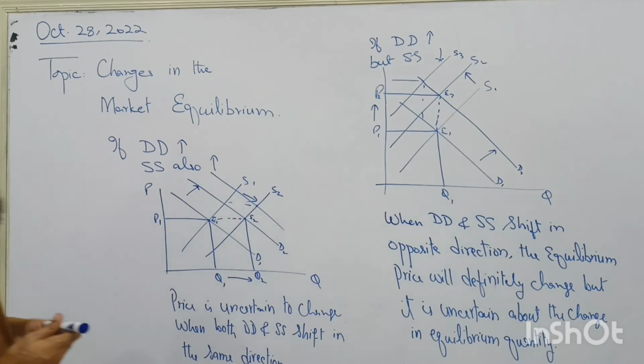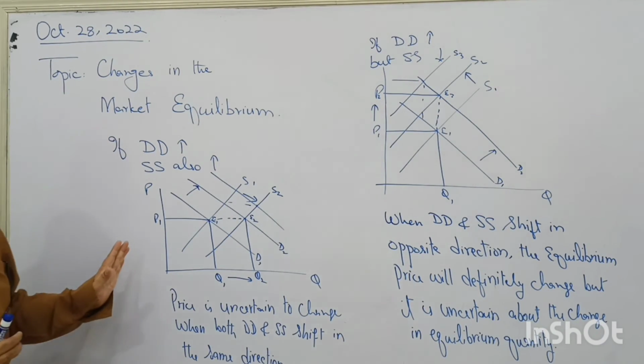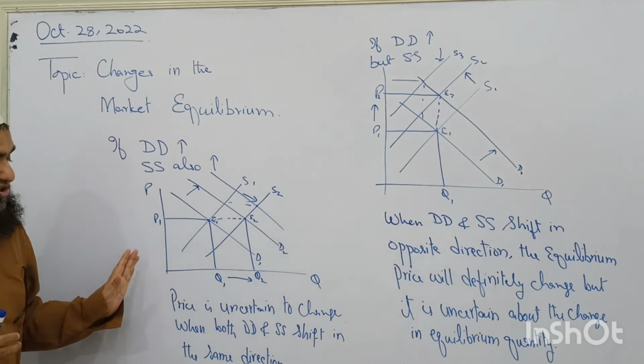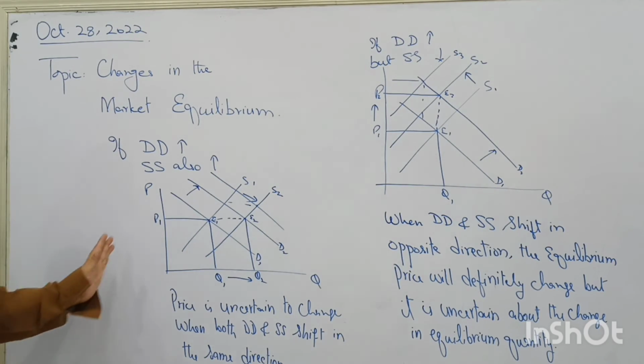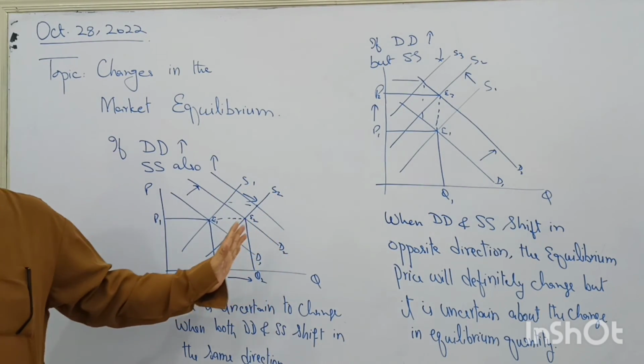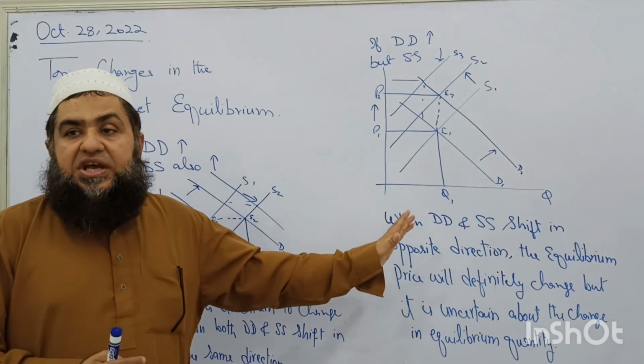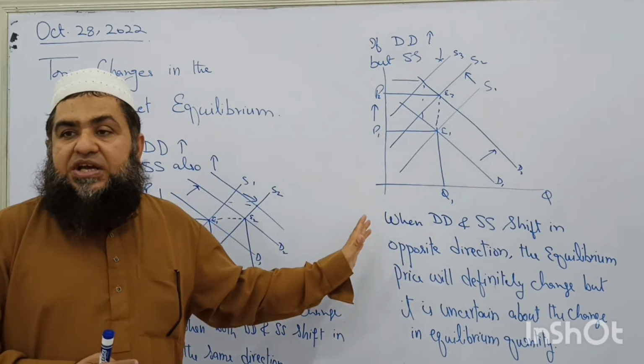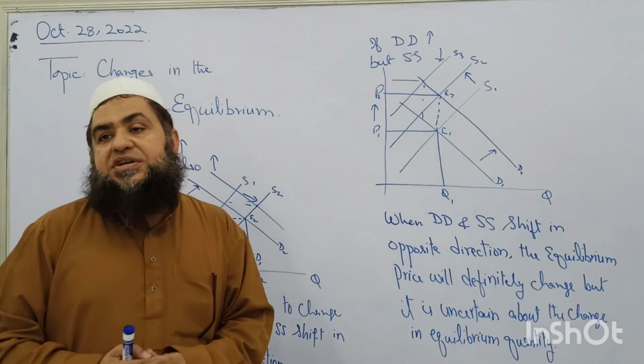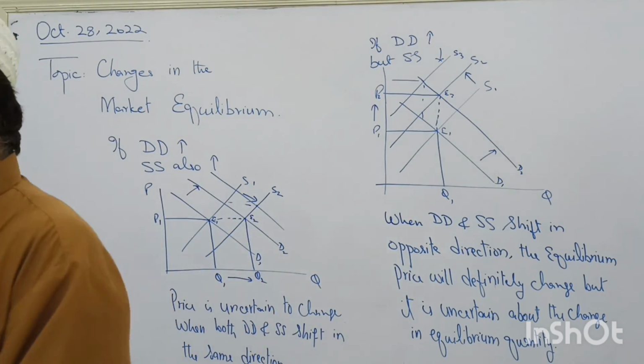Alright? So here I said when there is a change in demand and supply in the same direction, price is uncertain to change. And when there is a change in demand and supply in opposite directions, the quantity is uncertain, but price is definitely going to change.